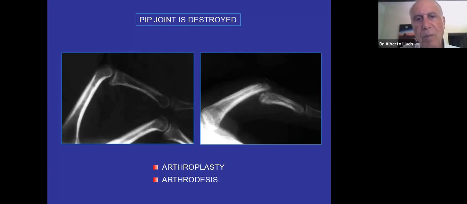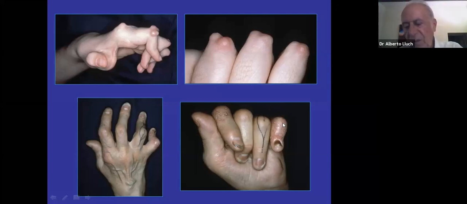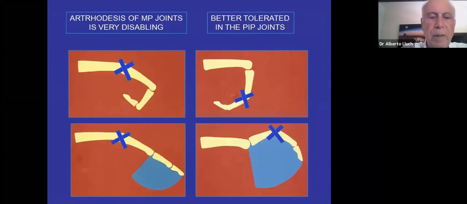And if you have a destroyed PIP joint, what can you do? An arthroplasty or an arthrodesis? An arthroplasty, it's not a good idea. An arthrodesis, probably it's a better idea, mainly in cases like this, that you have rheumatoid nodules. You can see the condyles of the proximal phalanx here or here. It means that there is absolutely no extensor apparatus on top of the finger, or there are skin lesions like psoriasis, like here, in this finger or this finger. Sometimes severe boutonniere deformities are very difficult to treat. And an arthrodesis is the best choice.